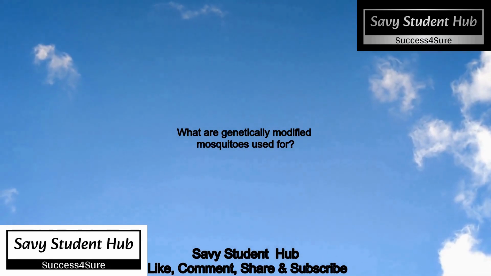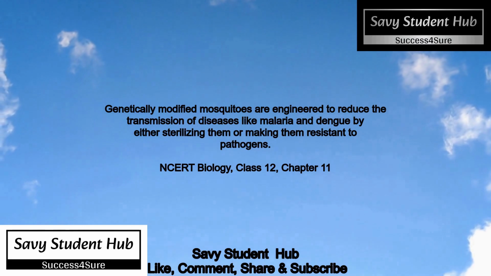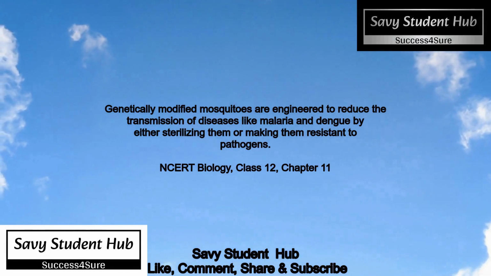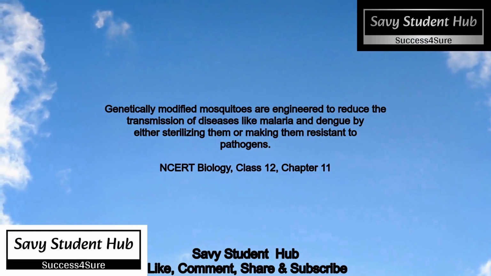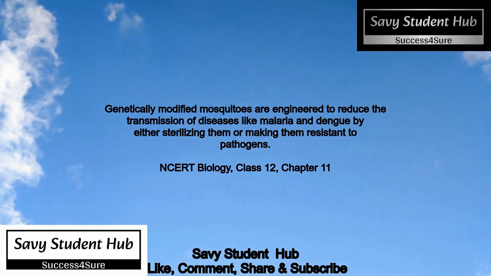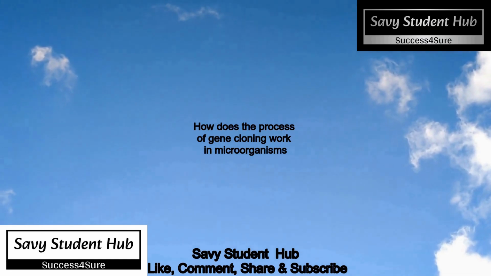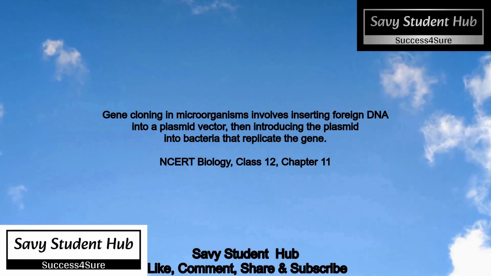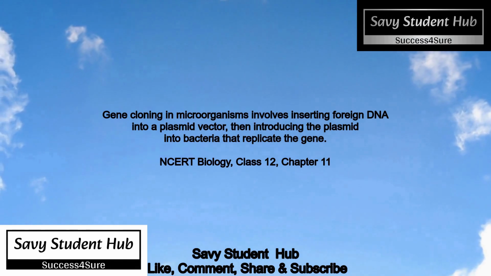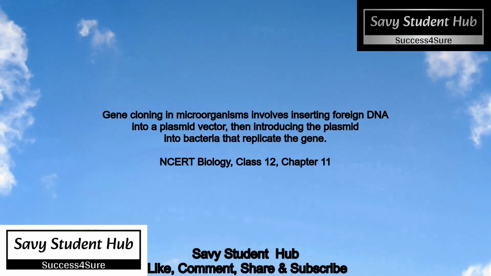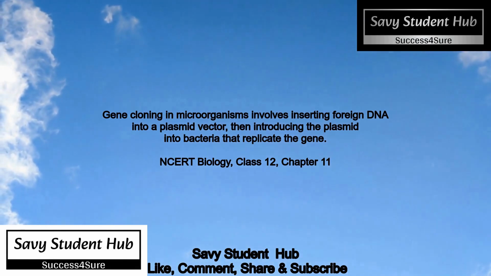Genetically modified mosquitoes are engineered to reduce the transmission of diseases like malaria and dengue by either sterilizing them or making them resistant to pathogens. How does the process of gene cloning work in microorganisms? Gene cloning in microorganisms involves inserting foreign DNA into a plasmid vector, then introducing the plasmid into bacteria that replicate the gene.